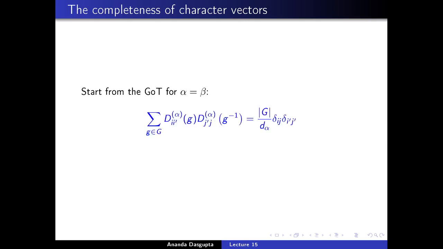We are going to start with a slightly specialized version of the great orthogonality theorem, a version where we are talking about the same irrep. That is, the irrep label alpha is equal to beta. Now, in this version, the orthogonality theorem simply takes this form: D alpha i i prime for a particular group element G times D alpha j prime j for the group element G inverse. When you sum this quantity over all group elements, you get mod G by d alpha times delta ij times delta i prime j prime.